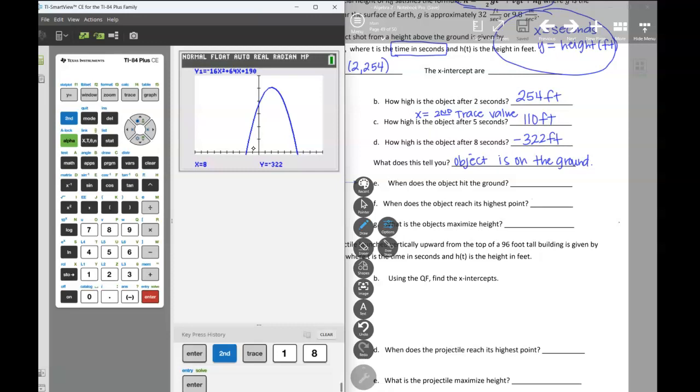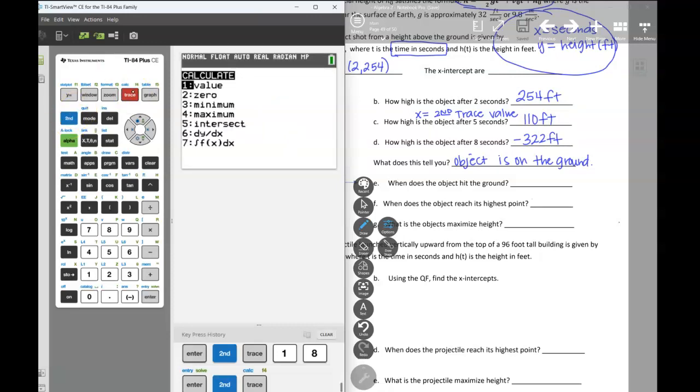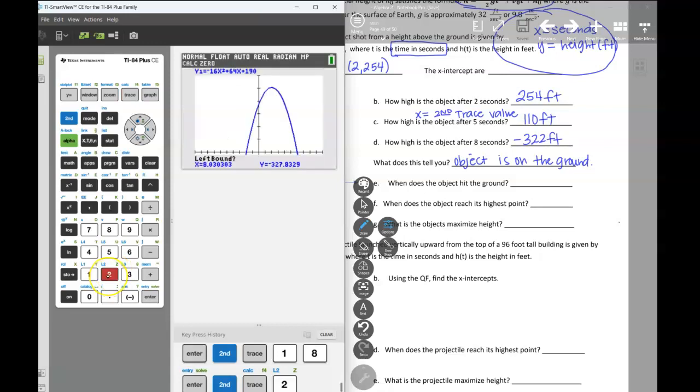Okay, to get that 0, you go to second trace. Hitting the ground is a 0, so what number? 0. Yep. And then look where you're at. It says left bound's at 8. Where's 8 on your graph? 1, 2, 3, 4, 5, 6, 7, 8. So to get back over to my parabola, where are you going to have to arrow? Left. So let's arrow left until I see it.